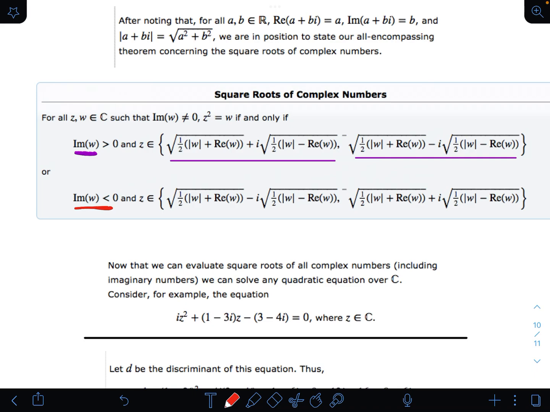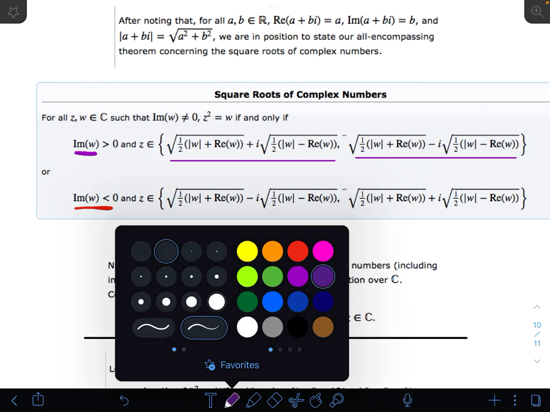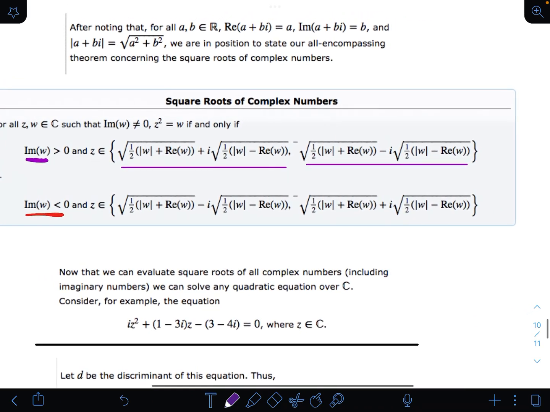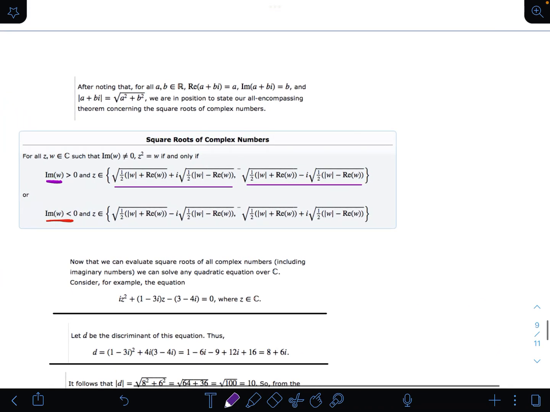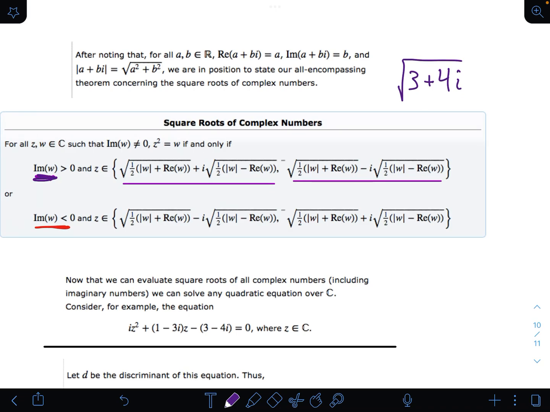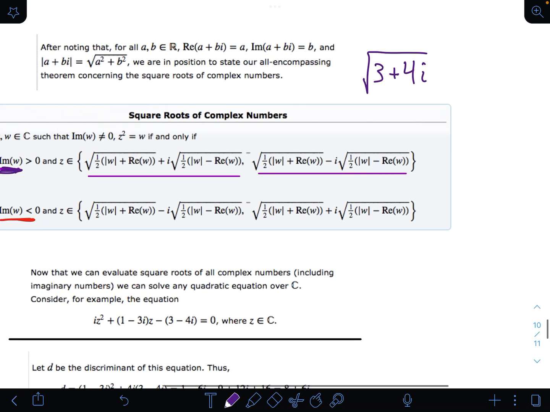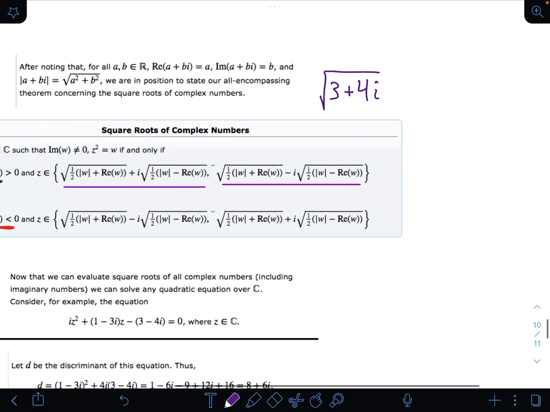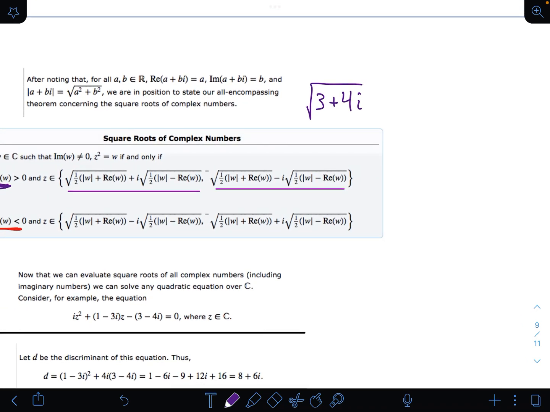So what I'm trying to explain here is, let me go ahead and do one of the purple examples here. If I've got something where the imaginary portion is greater than 0, for instance, let's say I'm doing the square root of 3 plus 4i. Okay, the real number part, that's the 3, the imaginary part, that's the 4. They're both positive in this case. Got that? So when the imaginary portion is greater than 0, like this, the square root of 3 plus 4i is going to be defined as follows.